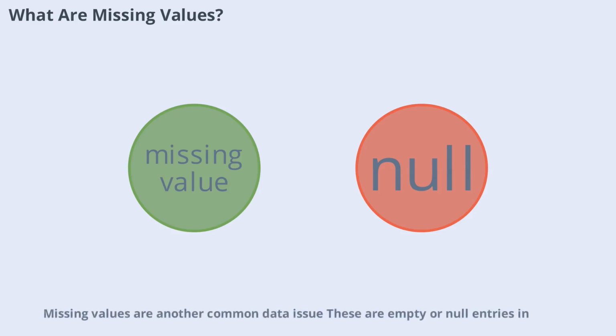Missing values are another common data issue. These are empty or null entries in your dataset, places where information is simply missing. Maybe someone skipped a question in a survey, or a sensor failed to record a reading. Missing values can cause problems in your calculations, like averages or totals, and can even stop your analysis from running at all. Recognizing and handling missing values is a key part of cleaning your data.